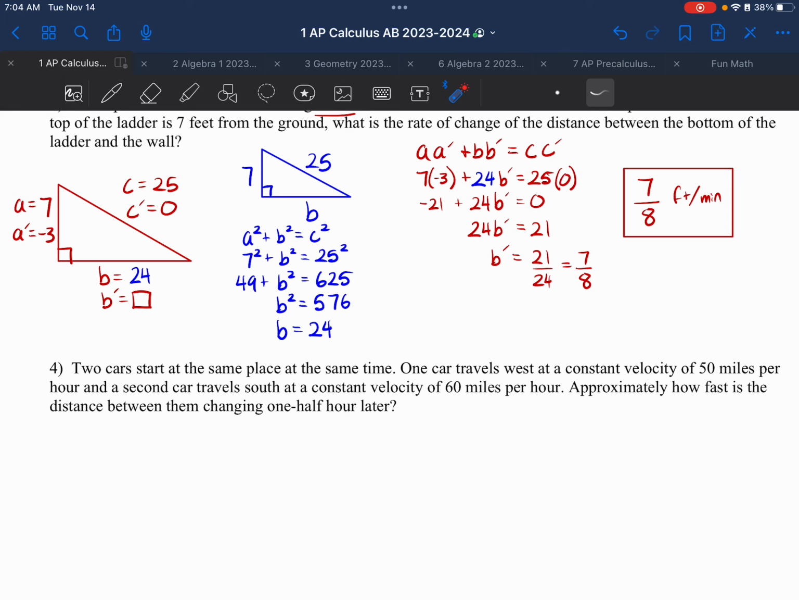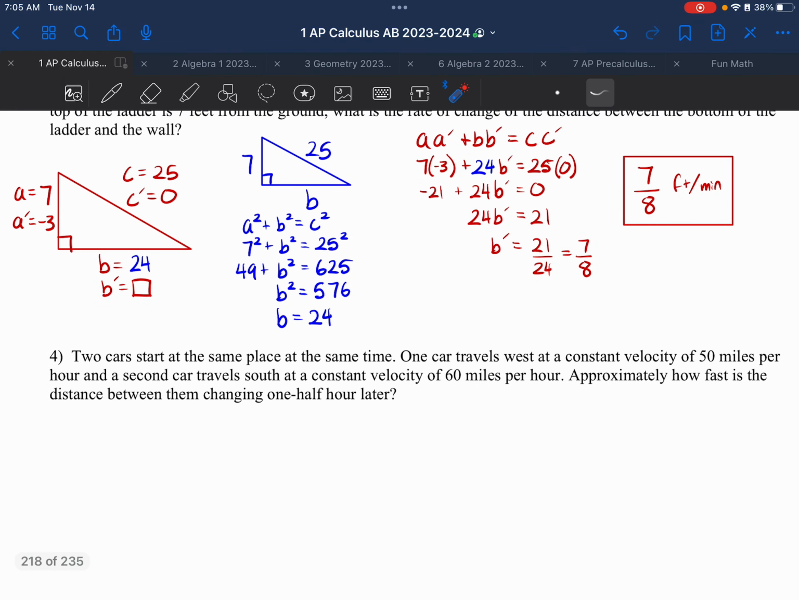All right, number 4. Okay, finally not a ladder. We have 2 cars. They're starting in the same place, so usually that same place in my mind is like on the corner of a right triangle, and then you're going to be traveling 2 different directions. That's what I'm going to guess. One car travels west, so west is like, I'm going to think of that as left, and the second car travels south. So left and south is going to be down, so I'm going to go left and down.